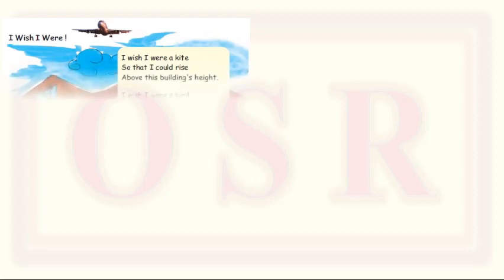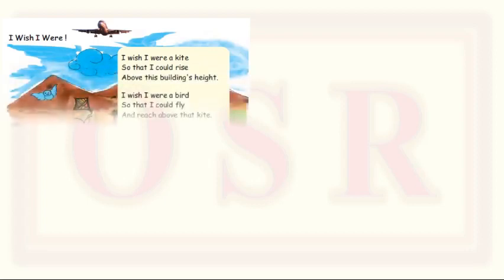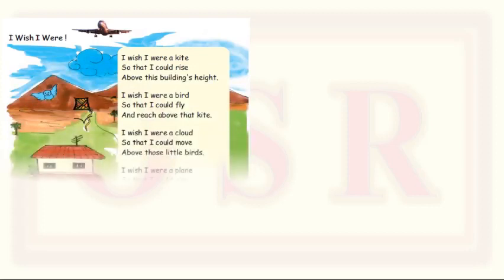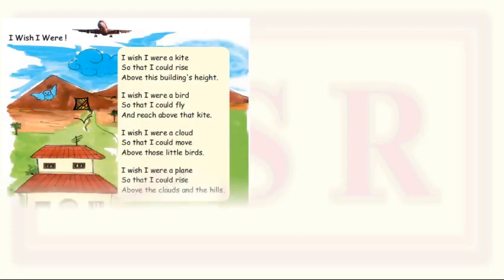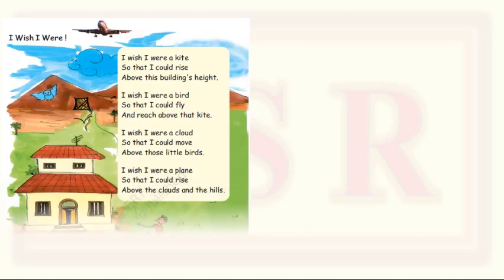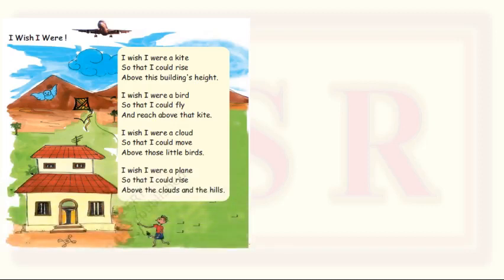I wish I were. This is a nice poem. I wish I were a kite so that I could rise above the building's height. I wish I were a bird so that I could fly and reach above that kite. I wish I were a cloud so that I could move above those little birds. I wish I were a plane so that I could rise above the clouds and the hills. So the author of this wants to fly higher and higher and higher.